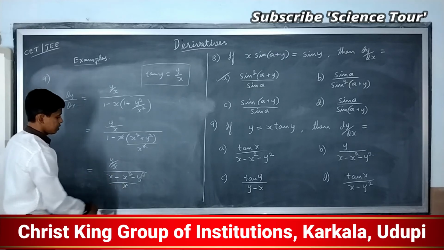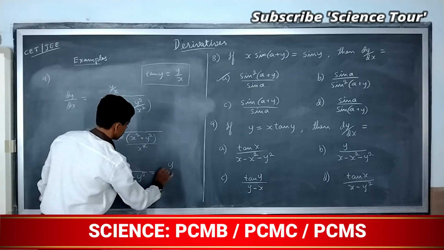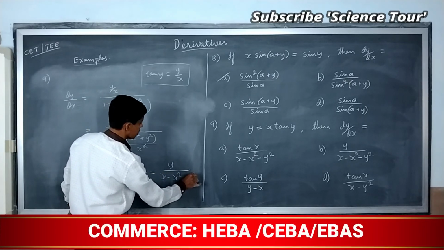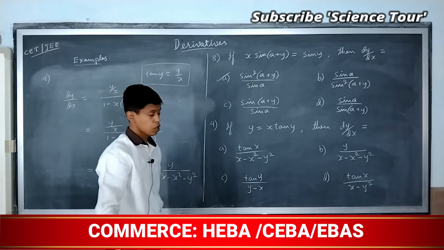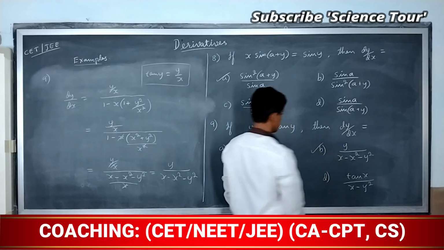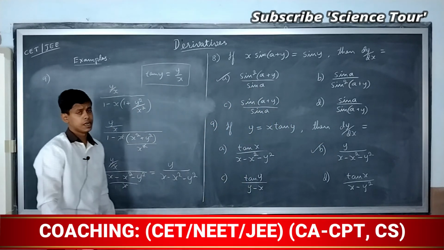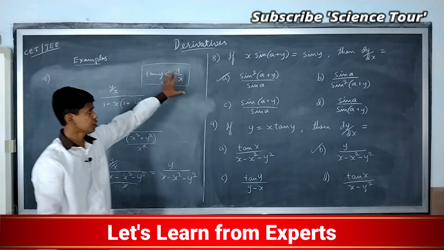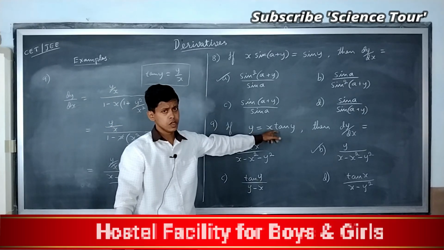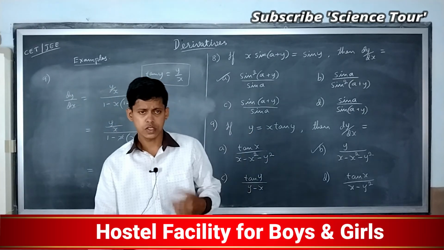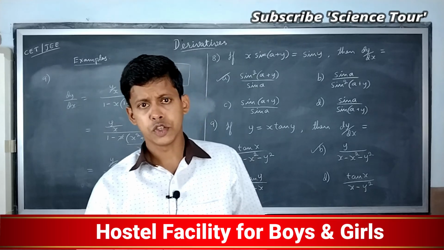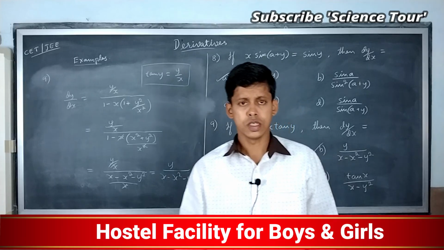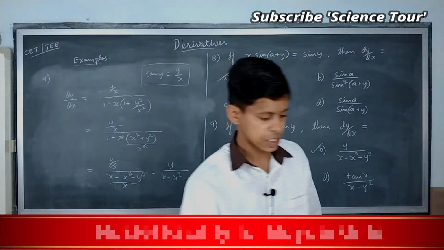Now you can strike out this x, so that comes out to be y divided by x minus x square minus y square, which is option B. So option B is the answer and not C. All right. Somehow with the given information you have to generate one of the options. So a little bit of substitution is used here. Well, let's move to the next set of questions.